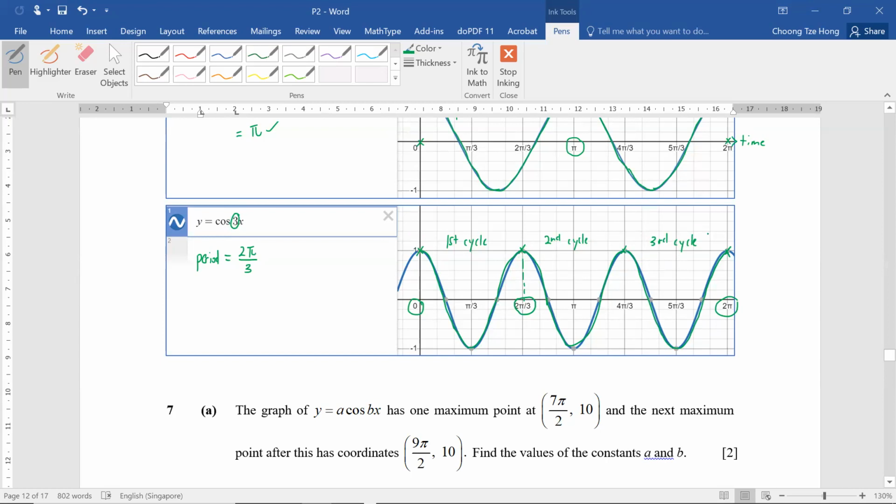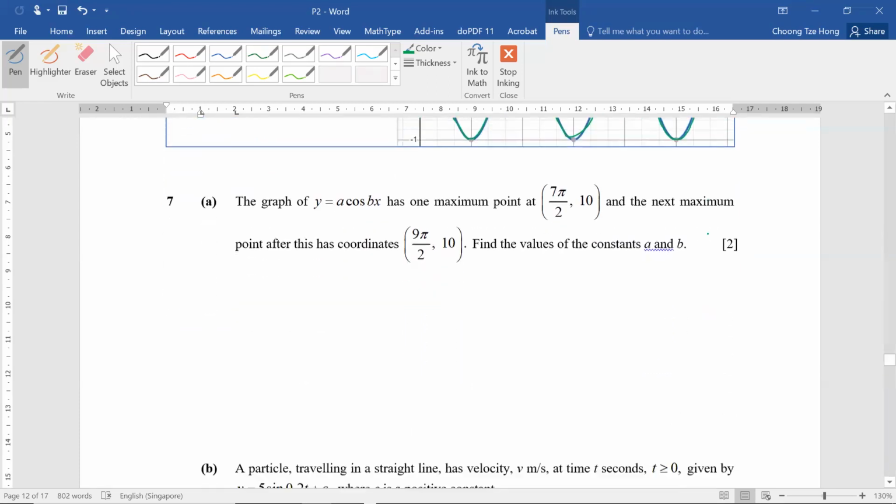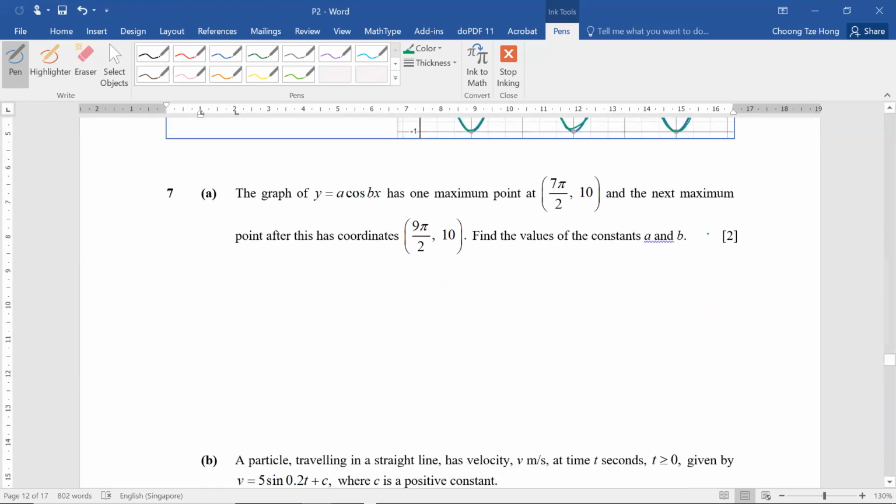Let's try to apply what we have just learned to question 7a. It's just a 2-mark question. The graph of y equals a cosine bx has one maximum point at 7 pi over 210, and the next maximum point after this has coordinates 9 pi over 210. What they mean is, let's say we have this cosine graph, from maximum to minimum, then go back to the maximum. Let's say over here there's a maximum.